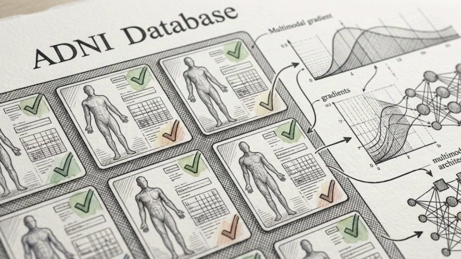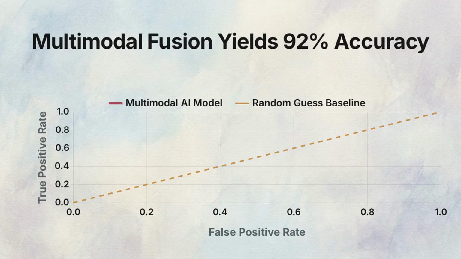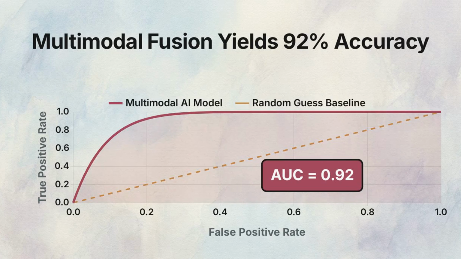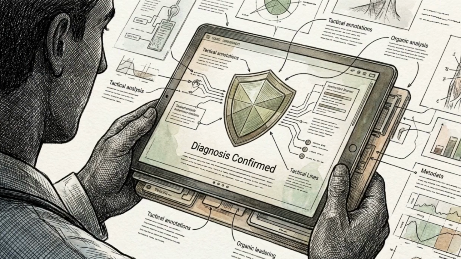A primary example of this architecture in use is the Alzheimer's Disease Neuroimaging Initiative, which tracks patients across imaging, genetic, and behavioral datasets. By integrating neuroimaging and neuropsychological data into one model, researchers have achieved area under the curve scores as high as 0.92. This integration is necessary to prevent the model from overfitting to a single data type. Using multiple modalities provides the diagnostic accuracy required for real-world clinical use.